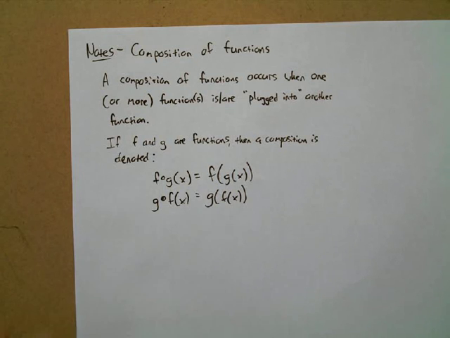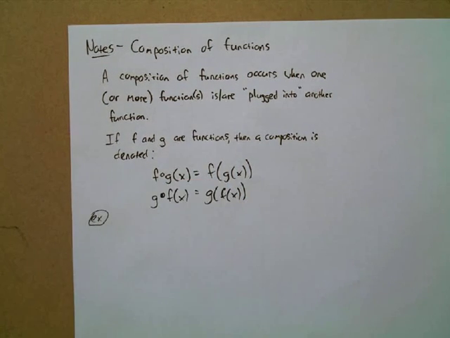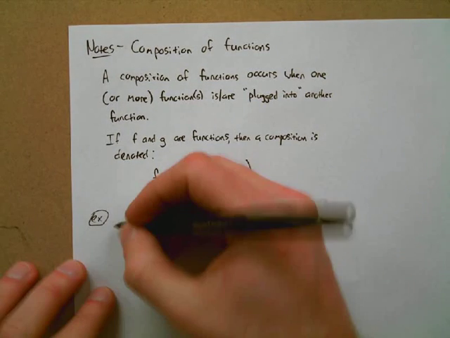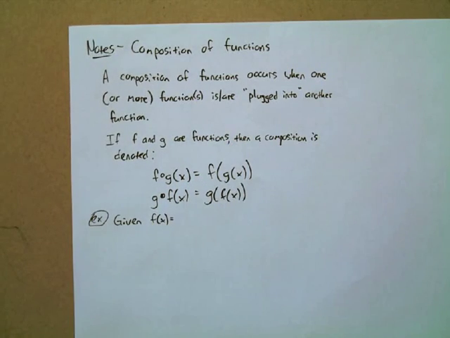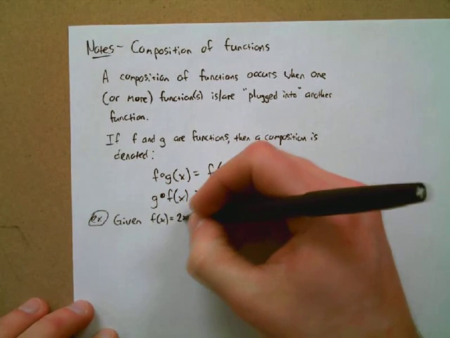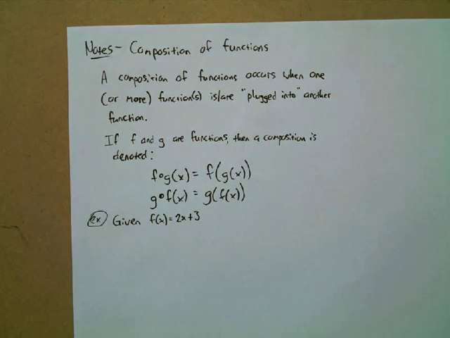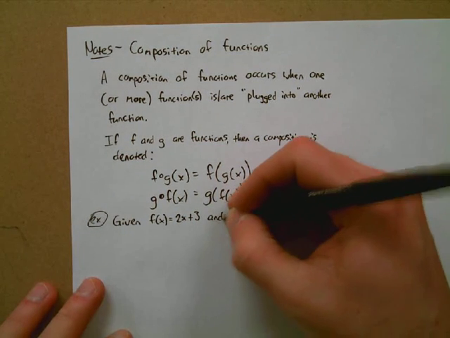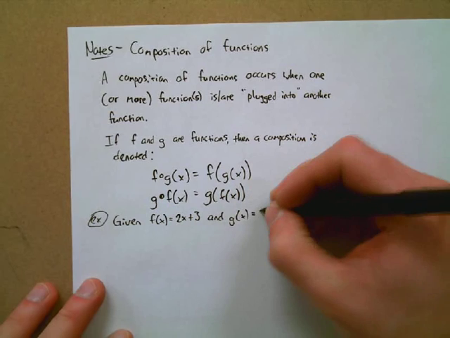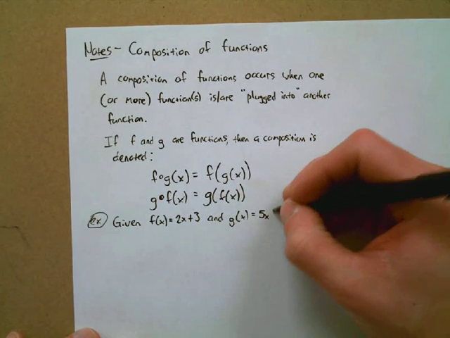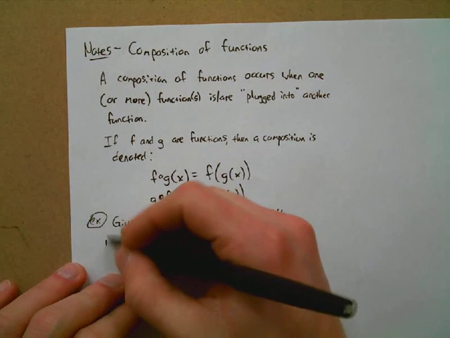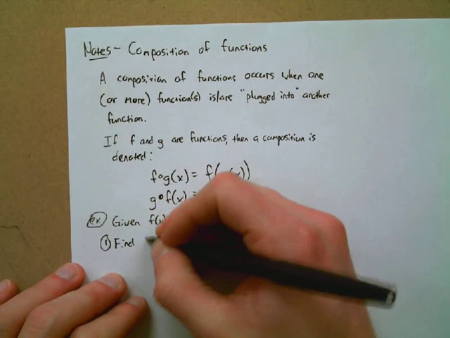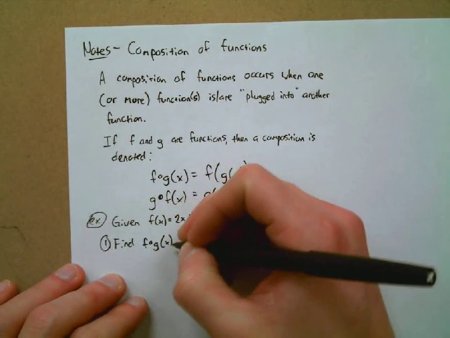Okay, let's do some examples. So given f of x equals 2x plus 3, and g of x is 5x plus 4, we're going to first find f of g of x, and then we'll also find g of f of x.